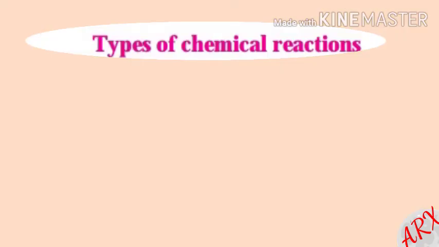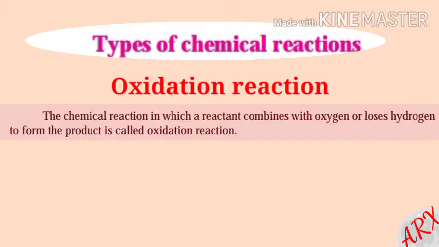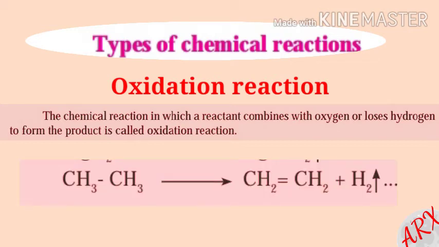Now we will move on to some more types of reaction. First, oxidation reaction. The chemical reaction in which a reactant combines with oxygen or loses hydrogen to form the product is called oxidation reaction. For example, again when carbon reacts with oxygen, it gives carbon dioxide. When hydrogen is removed from ethane, then ethene or ethylene is produced.